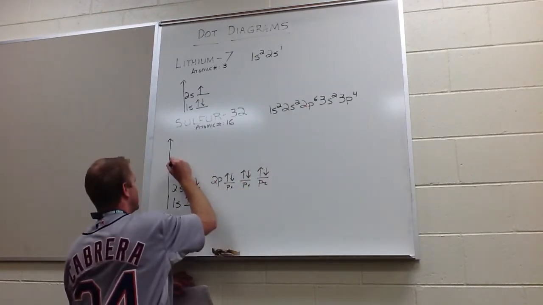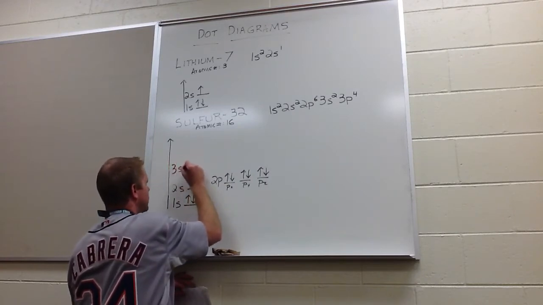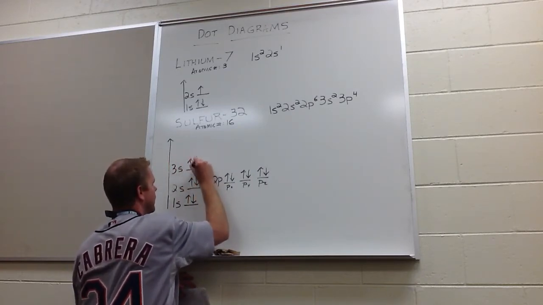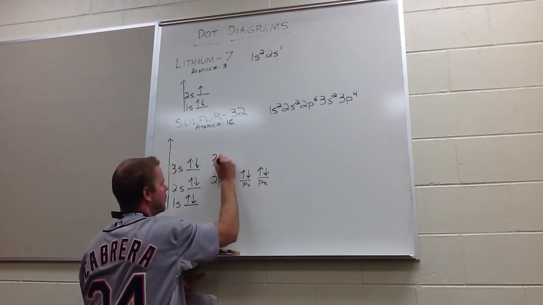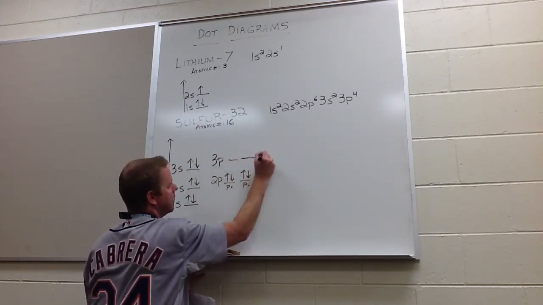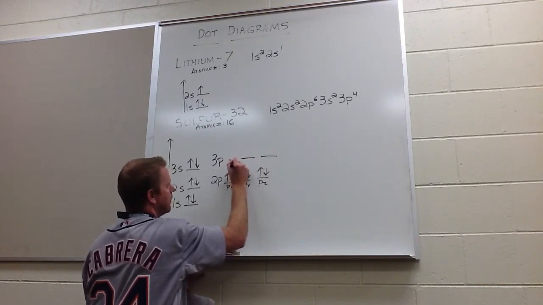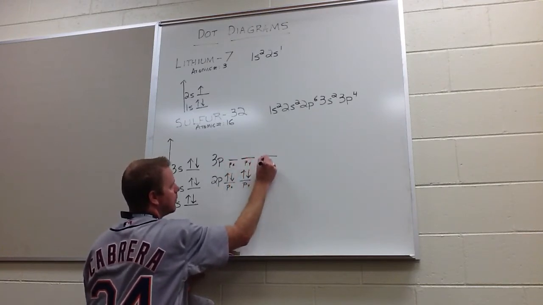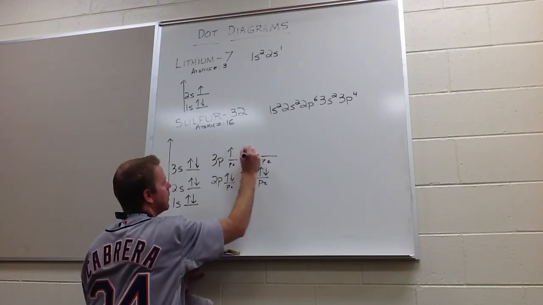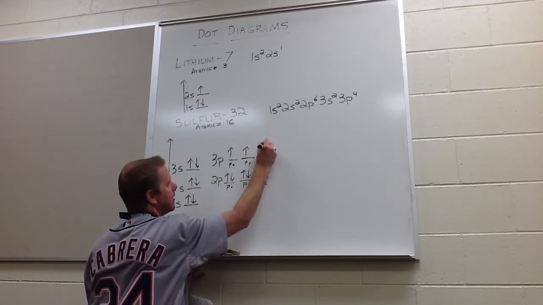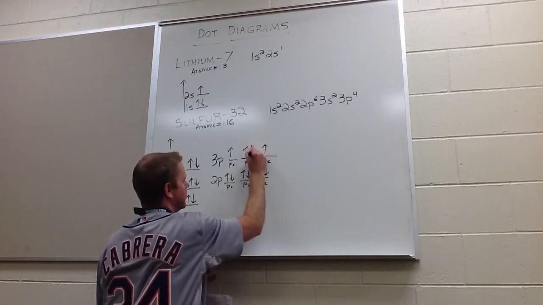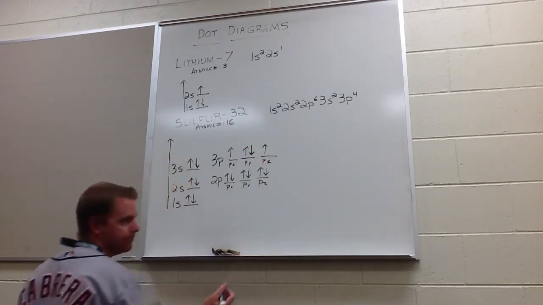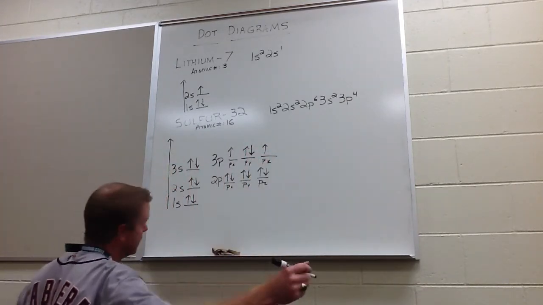We're not done yet, so we end up with 3s, 2 electrons there, 1 up, 1 down, and we get to 3p, which has 3 orbitals, p of x, p of y, p of z. Up, up, up, that's 3 of them, but we got to get to 4, so you could choose any of them. I'll choose the one in the middle. I could have chosen the x, the y, or the z.